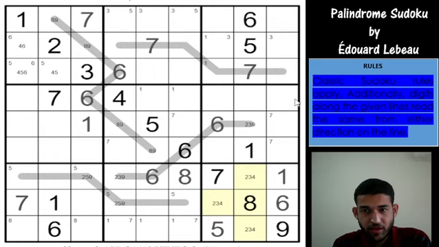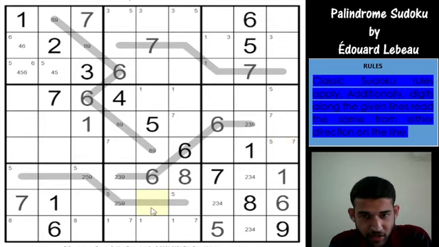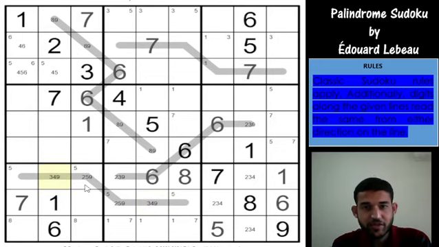So 5 in box 6 has 2 cells left, these 2 cells. And if I look at this cell particularly, it cannot be 5, 6, it cannot be 1, 7, 8. So this would have to be 2, 3, 4, 9, which means this would have to be 2, 3, 4, 9, but this cannot be a 2. So that would be 3, 4, 9, and that would be 3, 4, and 9.